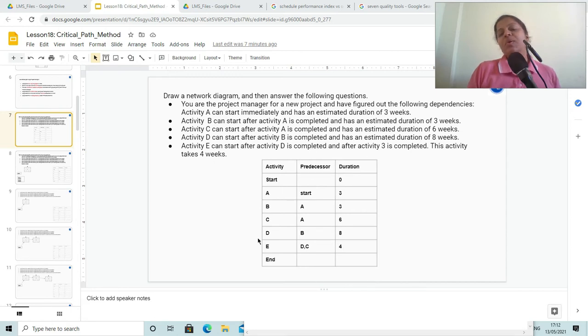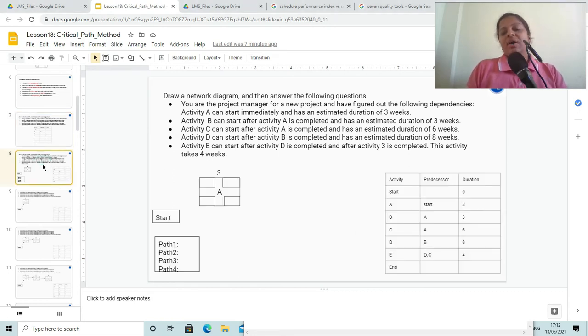Now for this problem, we want to calculate the critical path. So first we have to construct a network diagram. So as to construct a network diagram, first we need to start with the first task, and for calculating the critical path we have to determine the number of different possible paths in your network diagram.